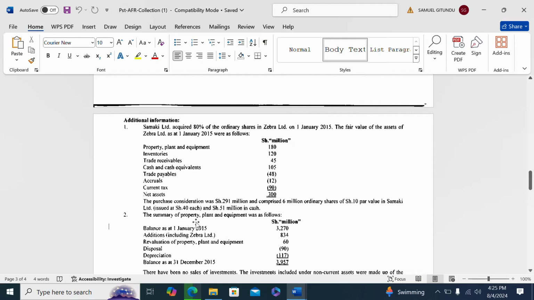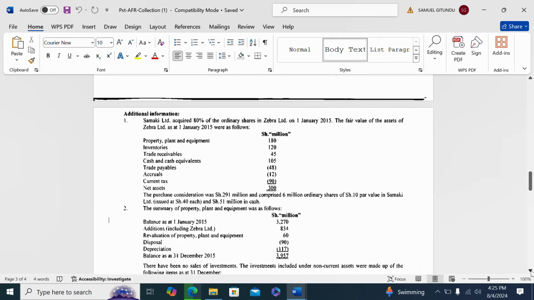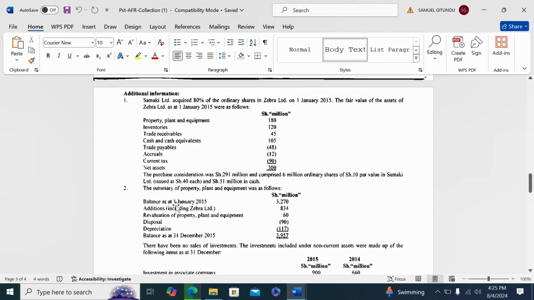So that is the purchase consideration. Then the summary of property, plant and equipment was as follows. So we have the balance at 1st January 2015, additions including Zebra Limited, revaluation of property, plant and equipment. Then we have disposal and depreciation. Then we have balance as at 31st December 2015. There have been no sale of investment.